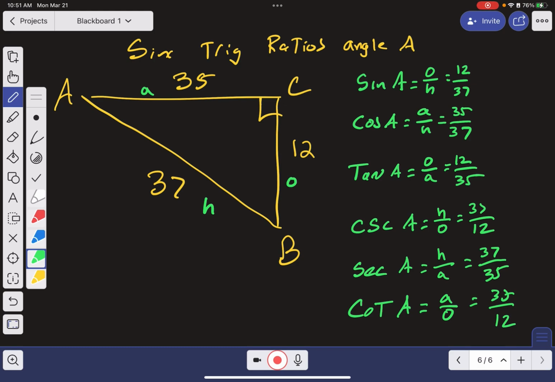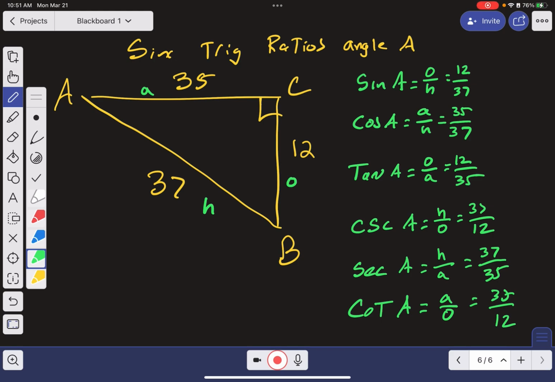Cosecant and secant, 37 over 12 and 37 over 35. Those ratios should always be bigger than 1 because your hypotenuse is on the top. It's always along the side. And then cotangent, 35 over 12. Okay. So there it is. So those are your 6 trigonometric ratios.